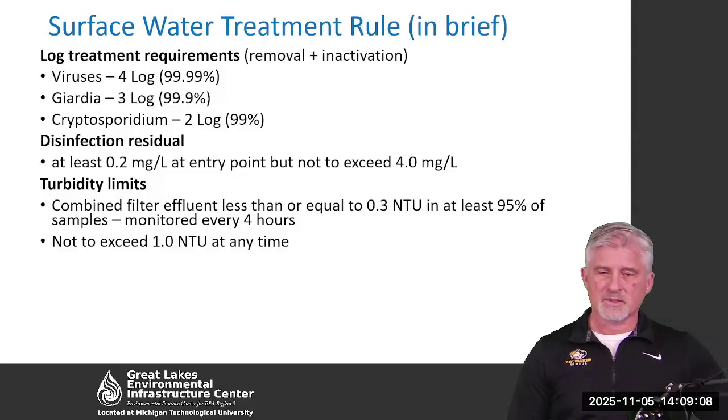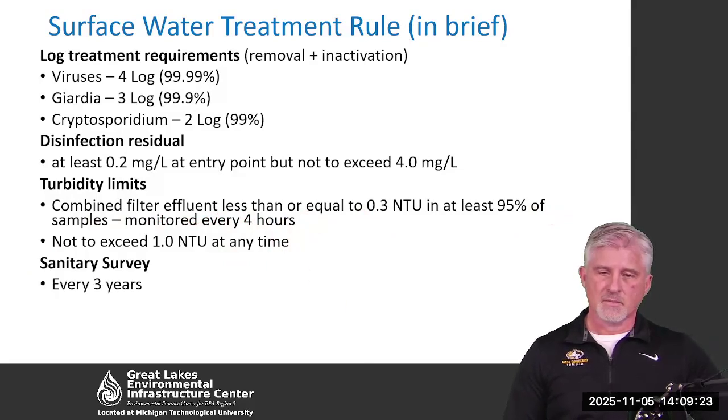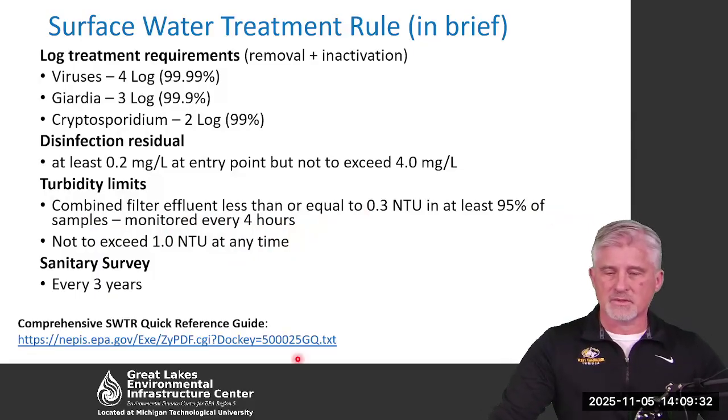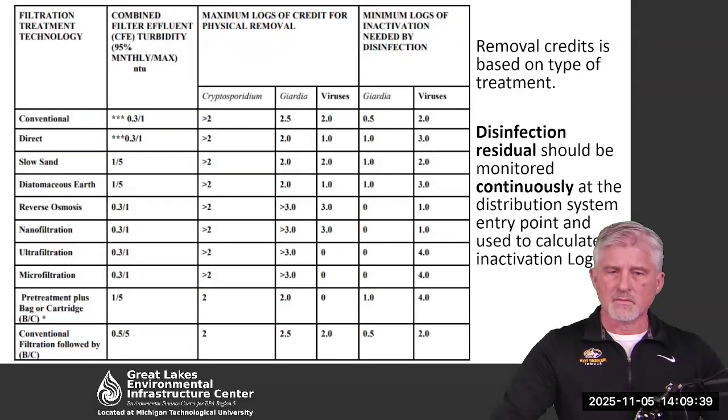And then with our turbidity limits, we have a combined filter effluent less than 0.3 NTUs in at least 95% of the samples. And we have to collect those samples every 4 hours. We cannot exceed 1 NTU at any time. Sanitary surveys need to be conducted by the primacy agency every 3 years. It's one of the requirements. And there's a quick guide to the surface water treatment rule as well.